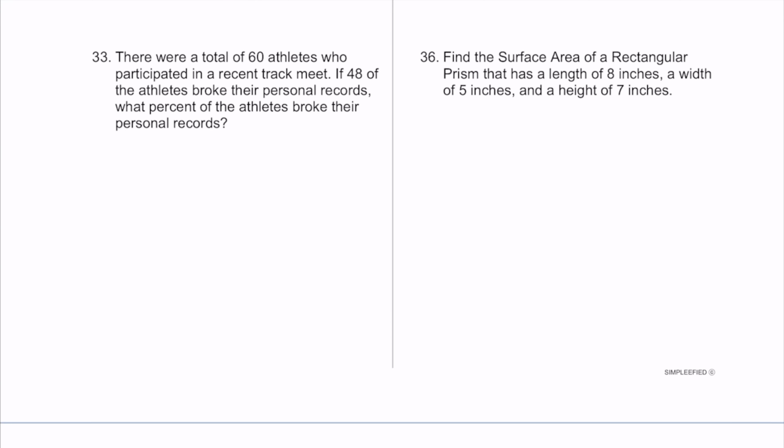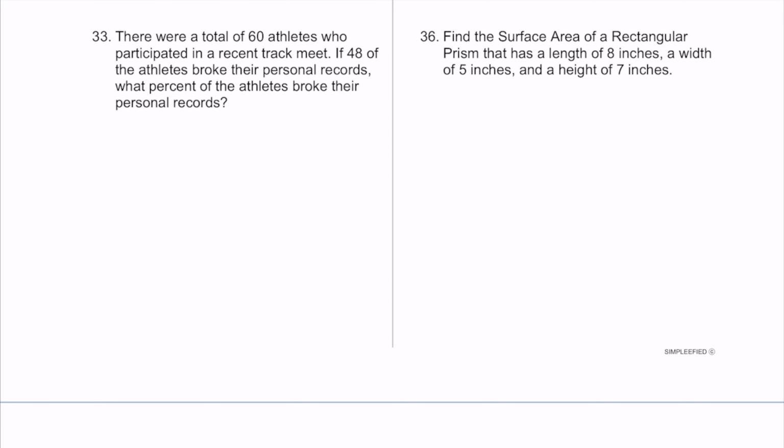For 33, there were a total of 60 athletes who participated in a recent track meet. 48 of them broke their personal records. What percent of the athletes broke their personal records? Now 48 broke them out of the 60. So that's going to be that fraction, and we're wondering what the percentage is, so we don't know the x over 100. So anything over 100 is that percent. We don't know what it is, so let's go ahead and write x percent or x over 100.